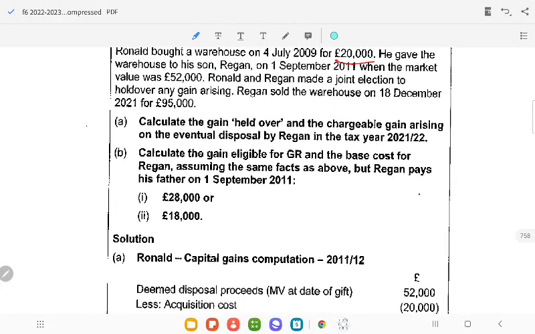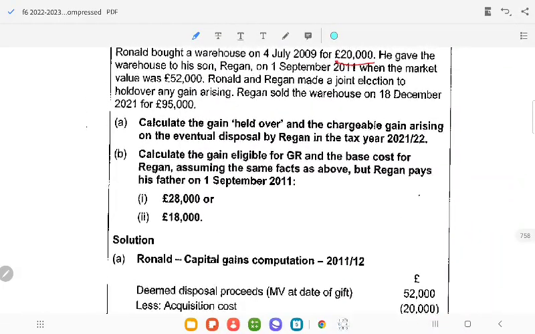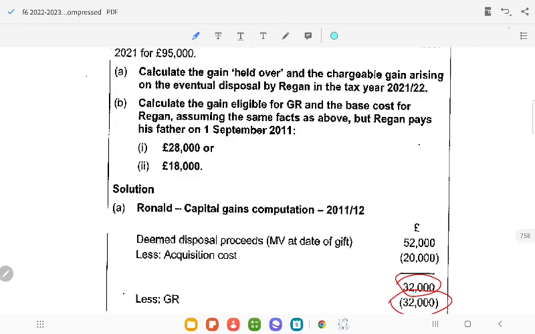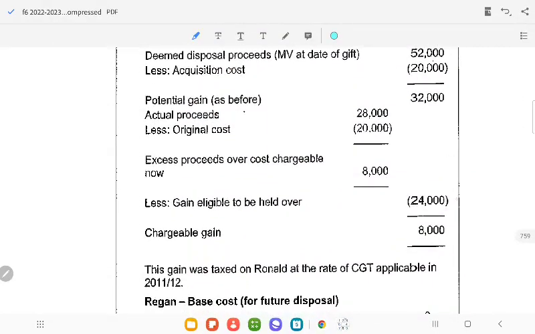The second part has two requirements: calculate the gain eligible for GR and the base cost of Reagan, assuming all the facts are the same, but Reagan pays his father an amount of 28,000. So if Reagan is paying 28,000 for an asset which has an original cost of 20,000, it means that 8,000 of gain has been earned by Ronald. Apart from this 8,000 gain, the remaining 24,000 would be deferred, meaning eligible for hold over.